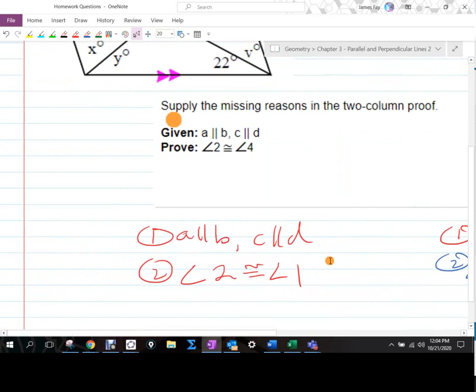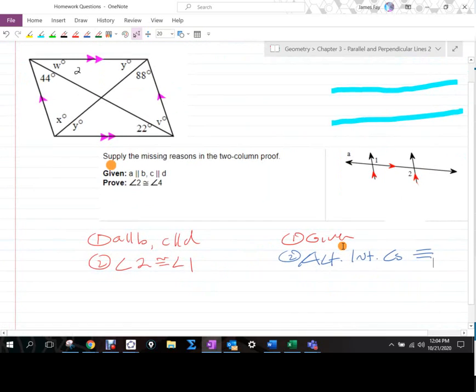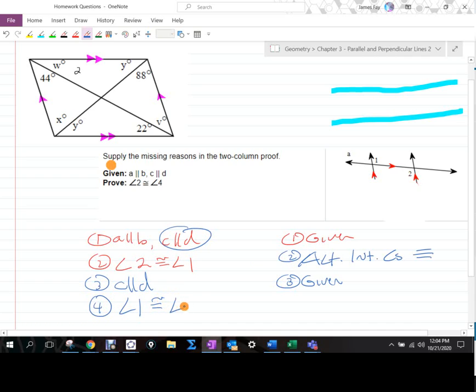The next thing that they write is, actually in the predefined statements, they do it this way. So they write that part as step 3, which is fine. They put a given in, and you don't have to select anything on that. That was already filled in for you. And then in step 4, they say angle 1 is congruent to angle 4.